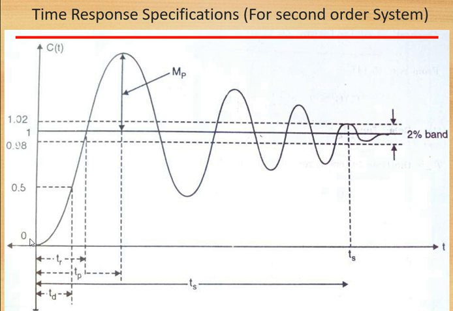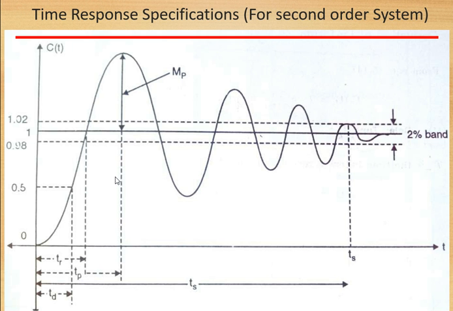So ideally I should get output like this also, but practically we will not get it, because there are some system components which will oppose this, and the system will try to oscillate, and after that it will try to get the final value. The time period in which the system tries to oscillate is called the transient response, and after the transient response the system tries to get the desired value, and that is called the steady state response.